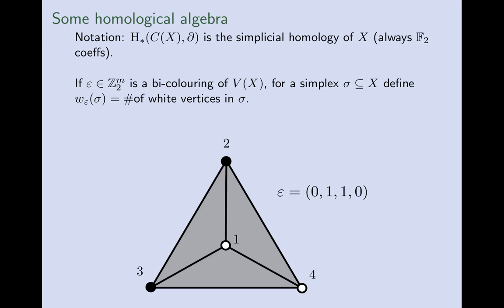Okay, let's see an easy example here. We have the tetrahedron with this coloring epsilon, which is 0, 1, 1, 0. So the 1 and 4 vertices get a white coloring, while the 2 and 3 vertices get a black coloring. So the epsilon weight of the whole thing is going to be 2, with respect, of course, to this epsilon. While, for example, if we take the 2-simplex spanned by 1, 2, 3, this will have a weight of 1, the edge 2, 3 will have a weight of 0, and so on.